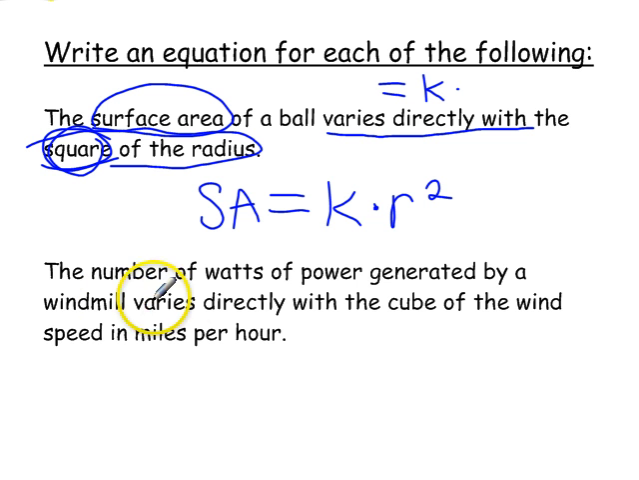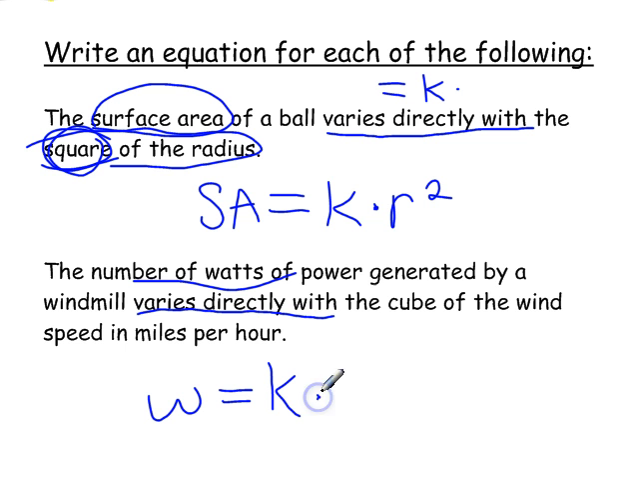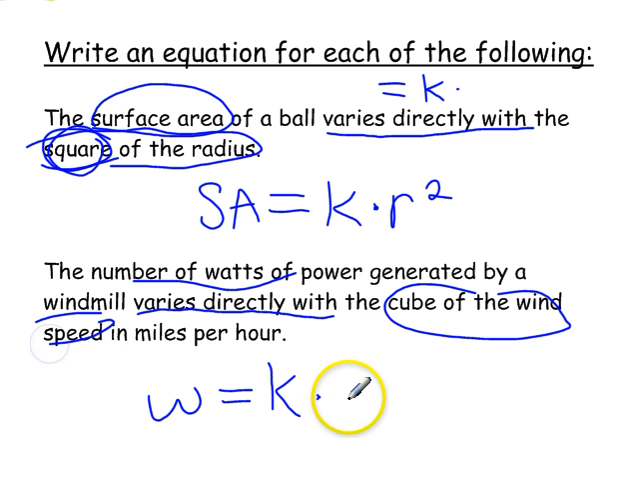The next one says the number of watts of power generated by a windmill varies directly with the cube of the wind speed. So what varies? Well, it says the number of watts of power. So the watts vary directly with equals k times, and what does it vary directly with? The cube of the wind speed. So s cubed.